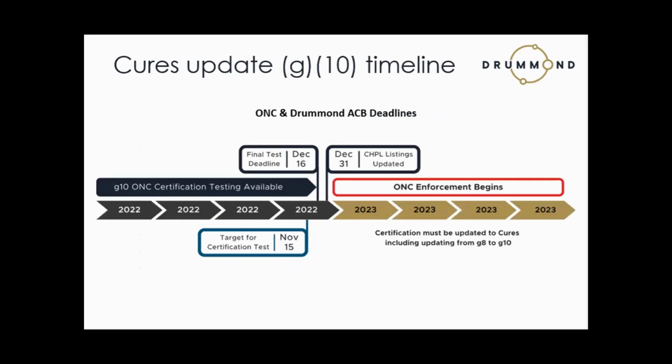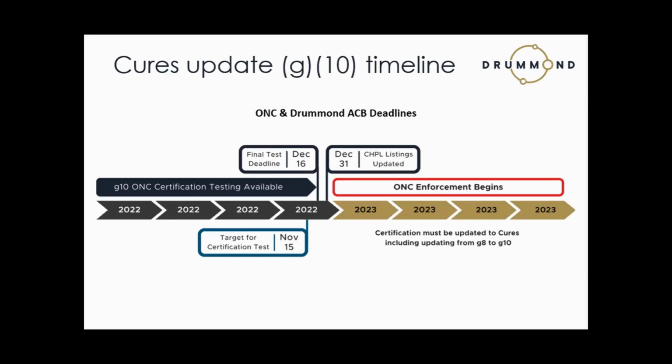To graphically represent the deadlines between now and the end of the year, we have ONC certification testing available as stated between now and December 16th. We're really targeting having our customer base largely complete that effort for certification by November 15th, just to give us an extra buffer. But you do have up to December 16th. December 31st, as we all know, is when our CHPL listings are updated.